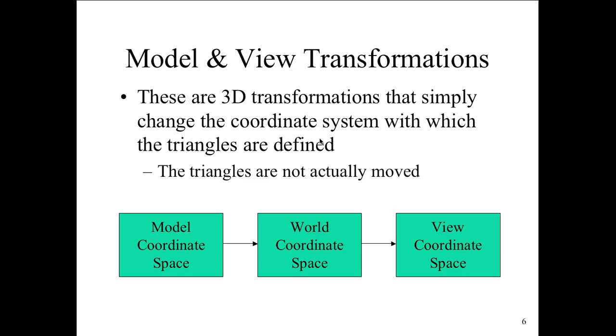So the triangles are not actually moved. Actually, nothing is really moved. It's the rendering process of performing the transformation that's moving it. So we have the model coordinate space, the world coordinate space, and then we have the view coordinate space. As an example, if we were to model this room, we'd have the floor, we'd have the ceiling, we'd have the world view.